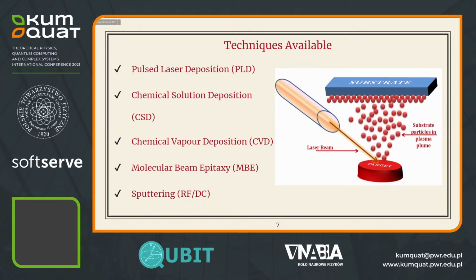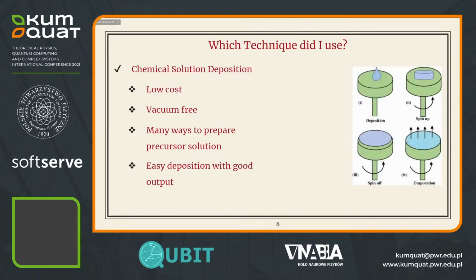These vapors get deposited on the substrate and thus we obtain a thin film. So which technique did I use? I used chemical solution deposition technique, also known as CSD. Now the question is, why did I use this technique?